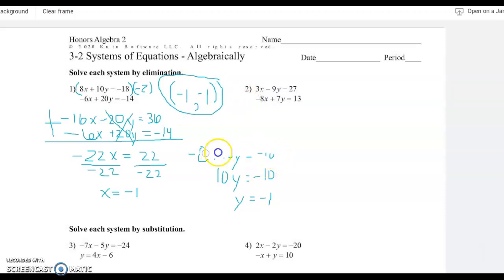All right, let's look here at number 2. So you can see we have 3x, we have negative 8x. Those aren't opposite. We have negative 9y and 7y. The only thing different on this one is I can't just multiply one equation to get opposites. I'm going to have to multiply both of the equations. So let's see, we'll do the top by 8, because 3 times 8 is going to be 24. And then I'm going to do the bottom by 3.